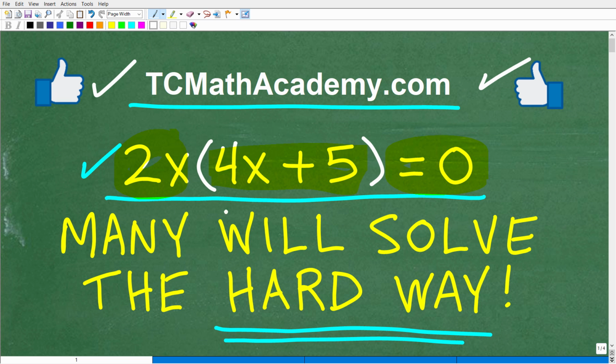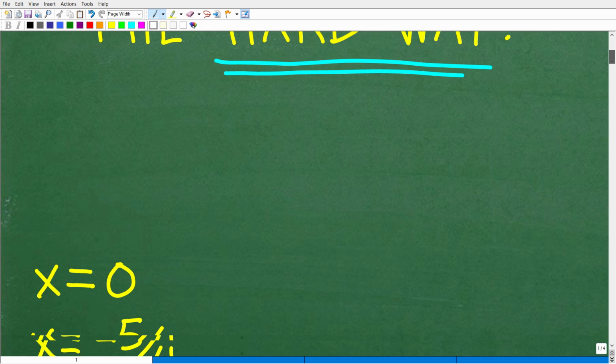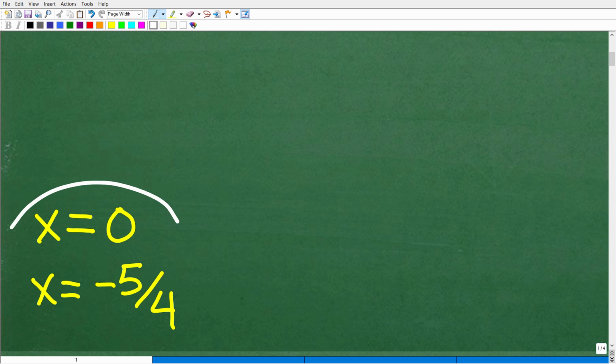Okay, so 2x times (4x + 5) is equal to 0. What is the solution? What is x equal to? Well, x is actually equal to two values. x is equal to 0 and x is equal to negative 5 over 4.